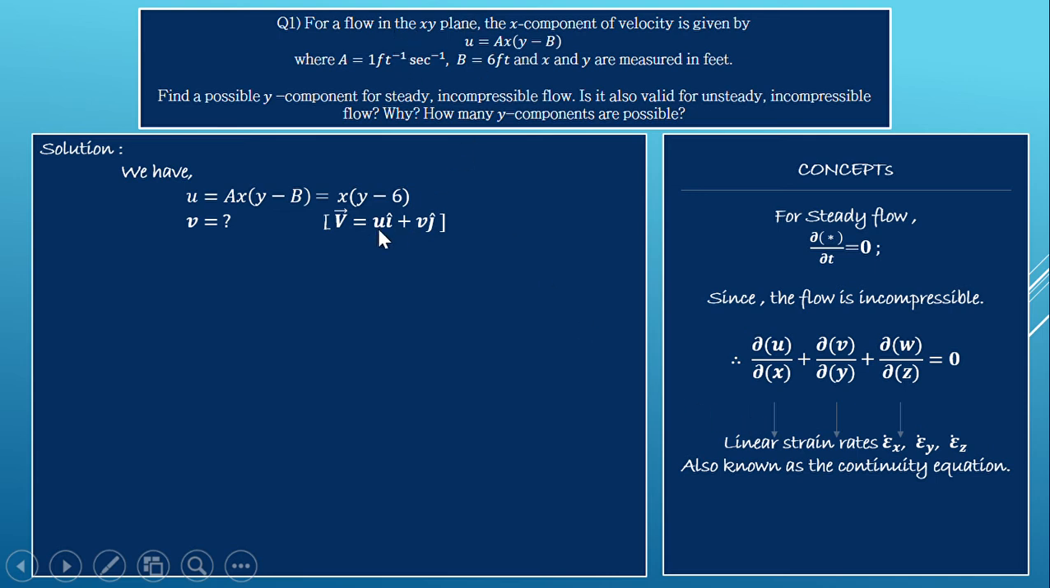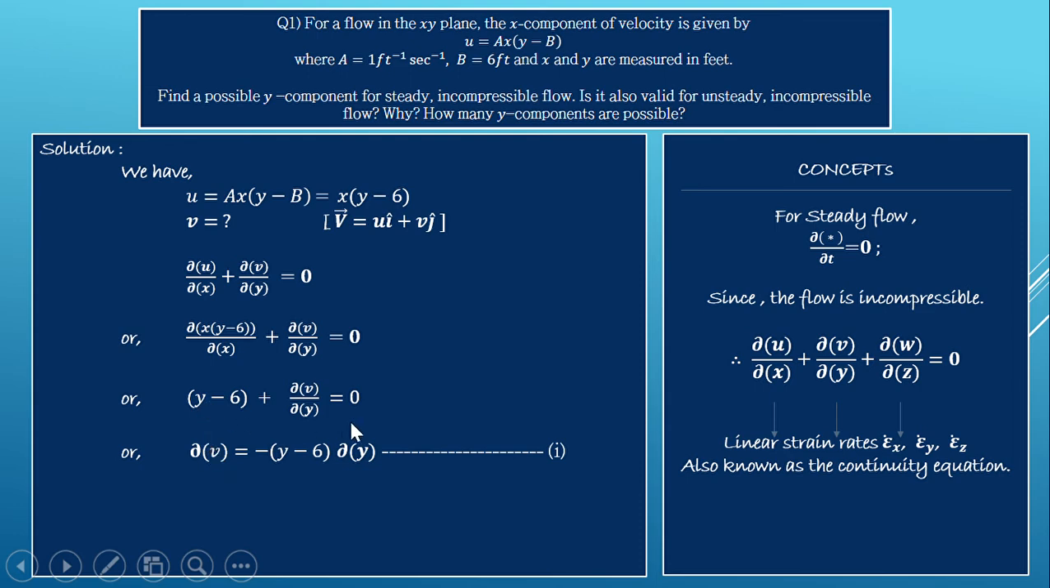For a two-dimensional flow, the equation of continuity can be represented as the partial differentiation of u with respect to x plus partial differentiation of v with respect to y is equal to 0. Or we can write, by putting the value of u, del of x times y minus 6 upon del x plus del v upon del y is equal to 0. On differentiating the term with respect to x, we get y minus 6 plus del v upon del y is equal to 0.